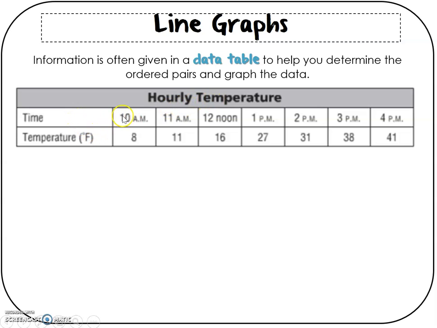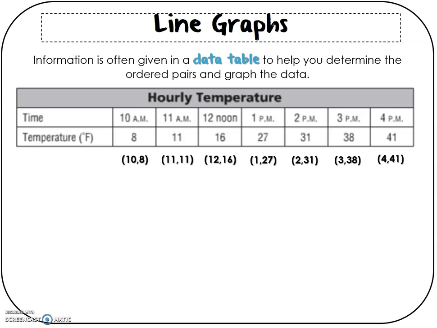I have my time, which is going to be listed along my x-axis as my first set of values here. And I have my temperature measured in degrees Fahrenheit, which is going to be listed along my y-axis right here. From here, I can build my ordered pairs. So remembering that time will be my x-coordinate and temperature will be my y-coordinate, I can list my ordered pairs as 10, 8, then 11, 11, 12, 16, 1, 27, 2, 31, 3, 38, and 4, 41.